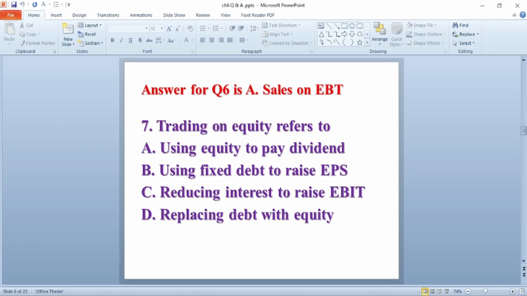Question number 7. Trading on equity refers to dash. A, using equity to pay dividend, B, using fixed debt to raise earning per share, C, reducing interest to raise earning before interest and tax, D, replacing debt with equity. The answer for this question is B. Using fixed debt to raise earning per share.